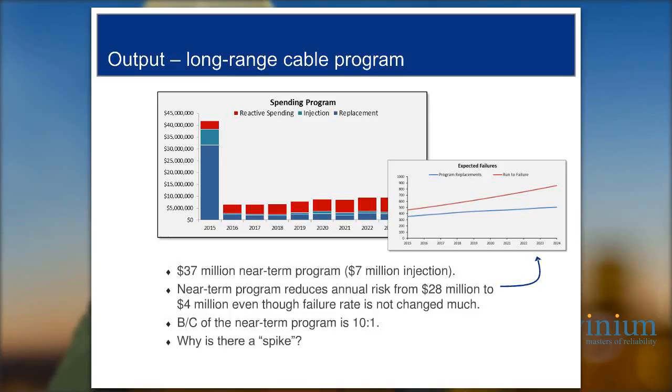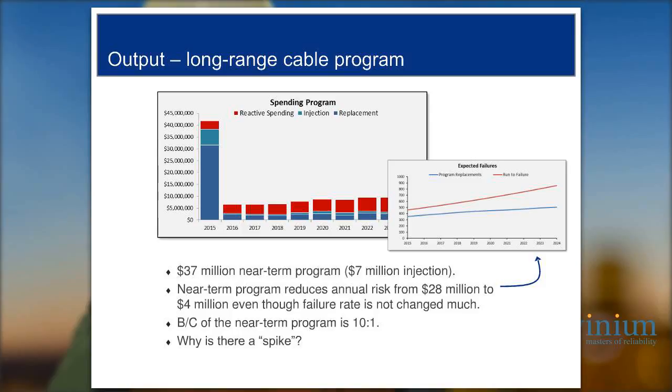Why is there a spike? The reason there's a spike, and like I said before, it's a very common result in these kinds of analyses, is one of two things. Either the utility has been underspending up until now. They've built up a backlog of work that they should have done, either replacements that they haven't done or just delayed work. And so they've got to figure out now how to get caught back up, right? They've built up that backlog.